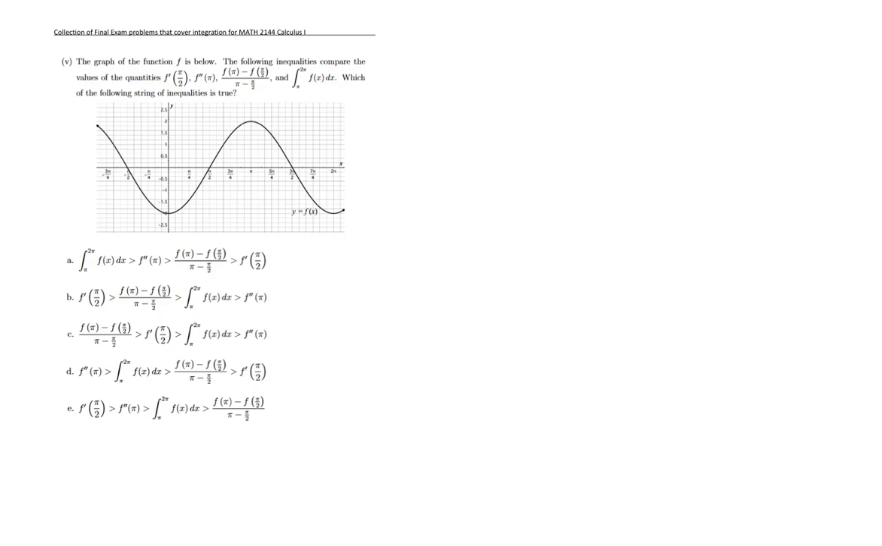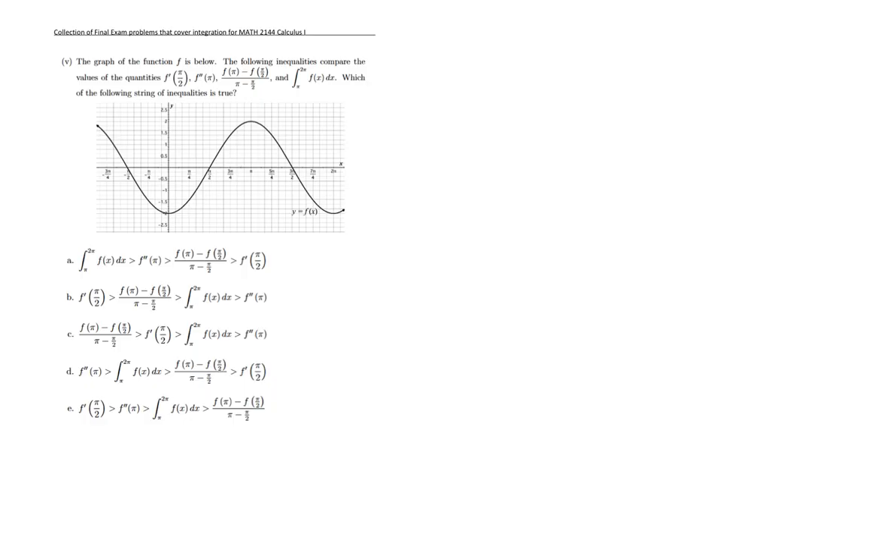All right, so it says I have a graph of a function below. I want to compare f prime of pi over 2 with f double prime of pi, with f of pi minus f of pi over 2 over pi minus pi over 2, and the integral from pi to 2 pi of f of x dx. Okay, so let's think of what each of these values are.